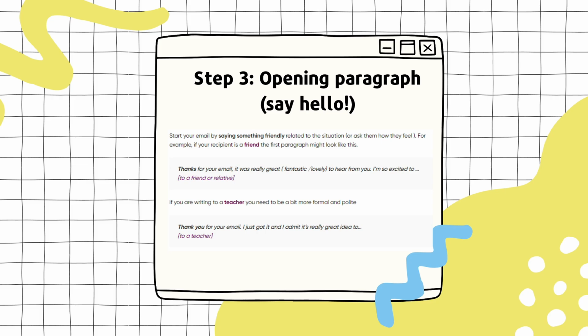You say hello. You say something friendly, like how you are feeling, for example, whatever you want to share with them. Start your email by saying something friendly related to the situation, or ask them how they feel. Are they feeling good? How is everyone? For example, if your recipient is a friend, the first paragraph might look like this.